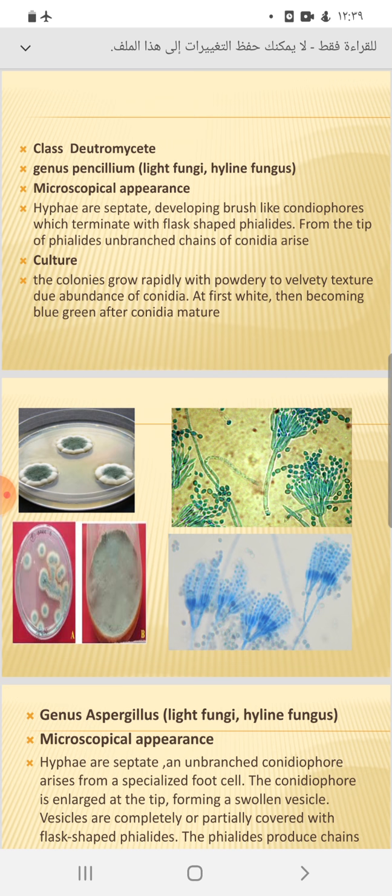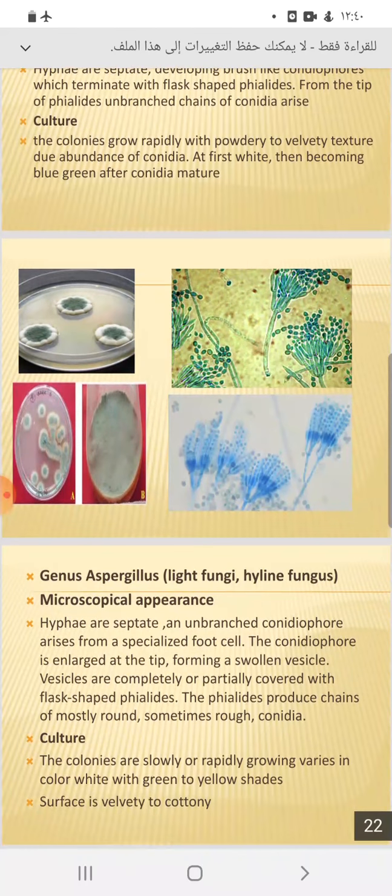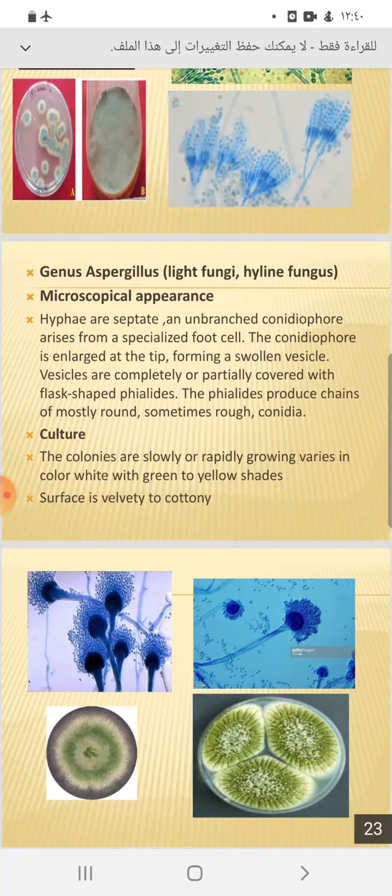For the culture, the colonies grow rapidly with a powdery to velvety texture due to the abundance of conidia. So it gives a powdery or velvety texture, and the color usually is bluish to green. The other genus is Aspergillus, which is also regarded as a light fungus or hyaline fungus.